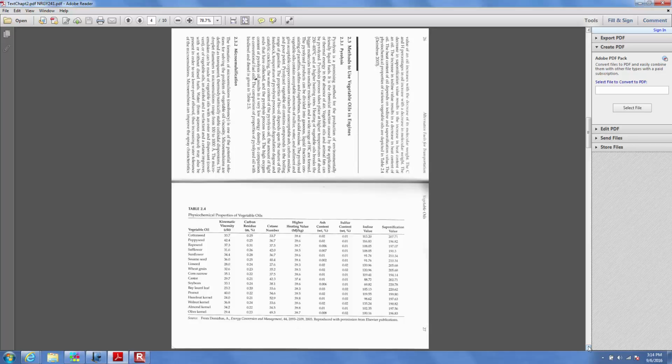And somehow we got a page in here sideways. So turn your head a little bit and we'll take a look at it.